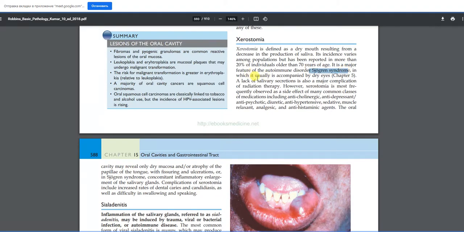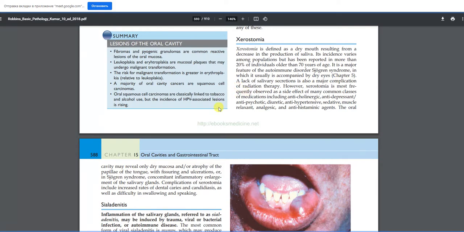It sometimes happens, and it affects not only the salivary glands but also the eyes. It affects the, how is it called, the lacrimal gland. Finally, I found it. Lacrimal gland. Lack of cellular secretion is also a common complication of radiation therapy.